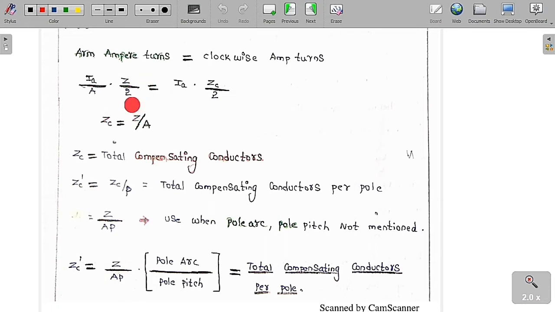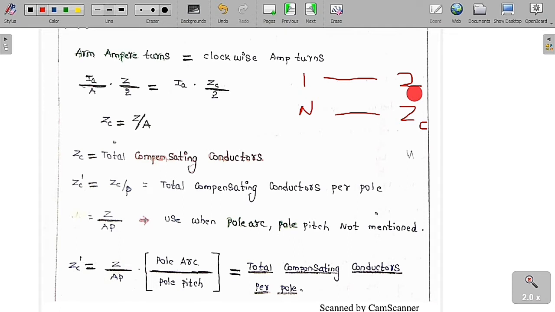So armature ampere turns is equal to clockwise ampere turns, which is equal to Ia by A into Z by 2, because half of the conductors are going to cancel with the help of this compensating winding. Each parallel path will have a current of Ia by A. Half of the conductors are going to have the current of Ia by A, so Ia by A into Z by 2 is equal to Ia into Zc by 2.